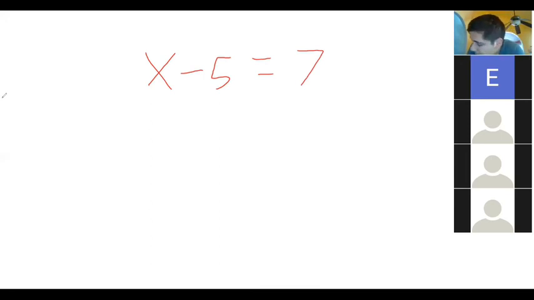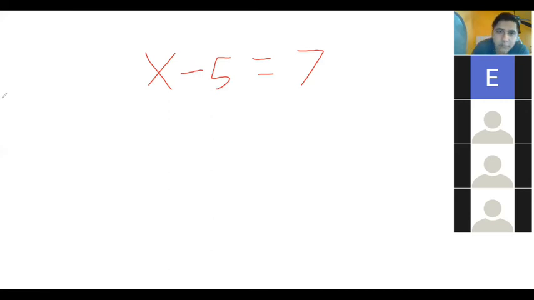Now let's say we have x minus 5 equals 7. So how do we solve this one? You would add 5.